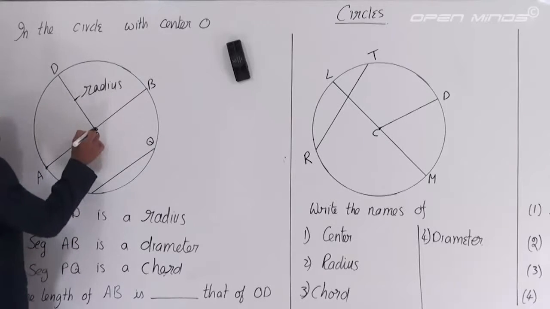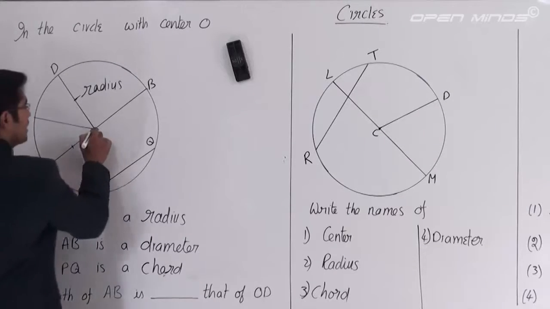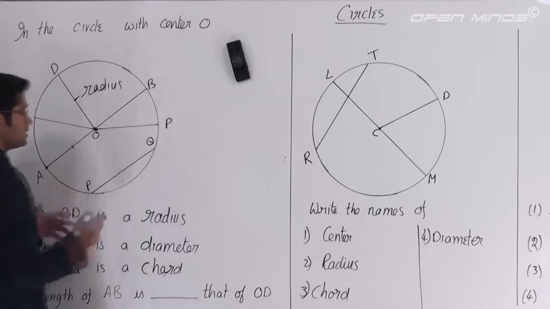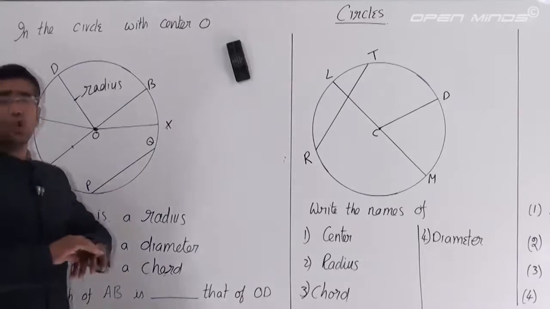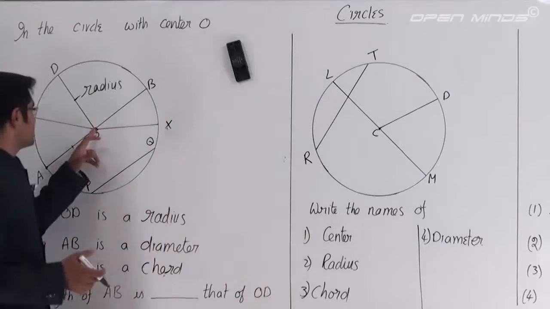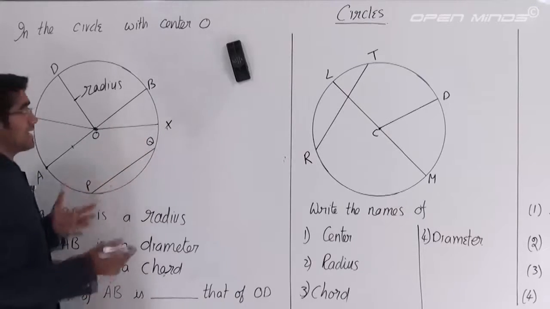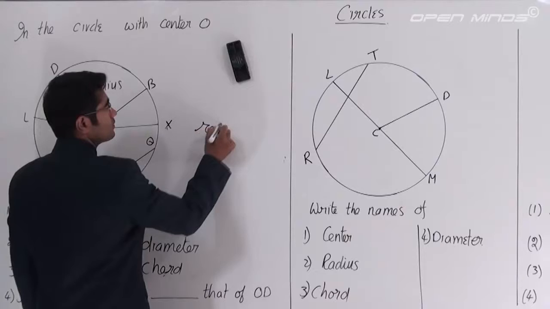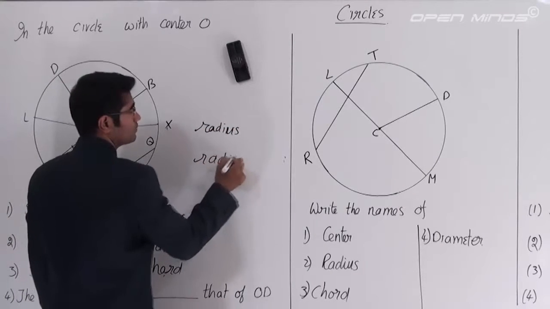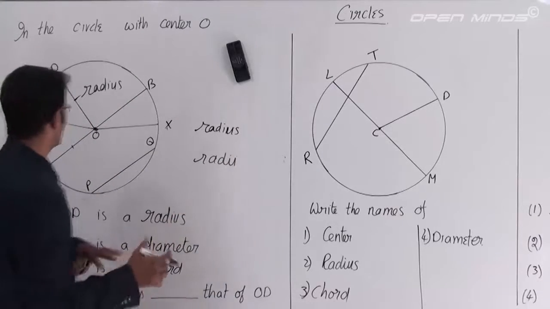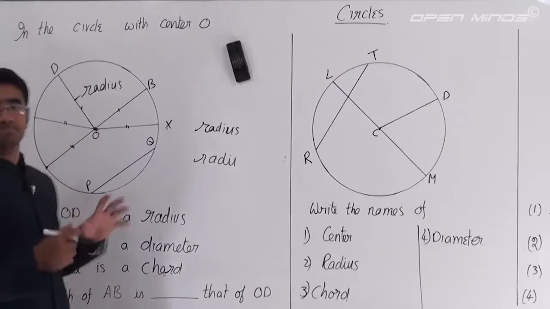If I draw any line which joins O and, let's say, L, OL is again a radius. And let's say OP, that is a radius again. Let me call this OX. That's a radius. All the lines which join the center and any point on the circumference are called radii. Radius is for singular and radii is for plural. More than one radius we call radii. So all these are radii, and the best thing is they are all equal in length. That's what we should know.